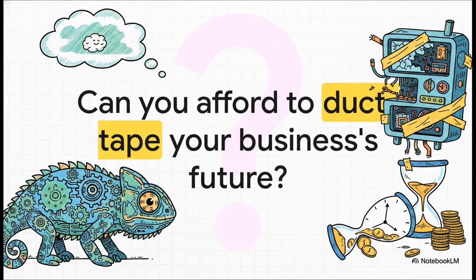So that leaves us with one pretty provocative question to wrap up this explainer today. You've seen the raw efficiency of an adaptive, unified ecosystem. So if your legacy software is already functionally extinct, how much longer can your business really afford to duct tape its future together? Just think about the hours, the lost revenue, and honestly, the peace of mind you might be leaving on the table right now.